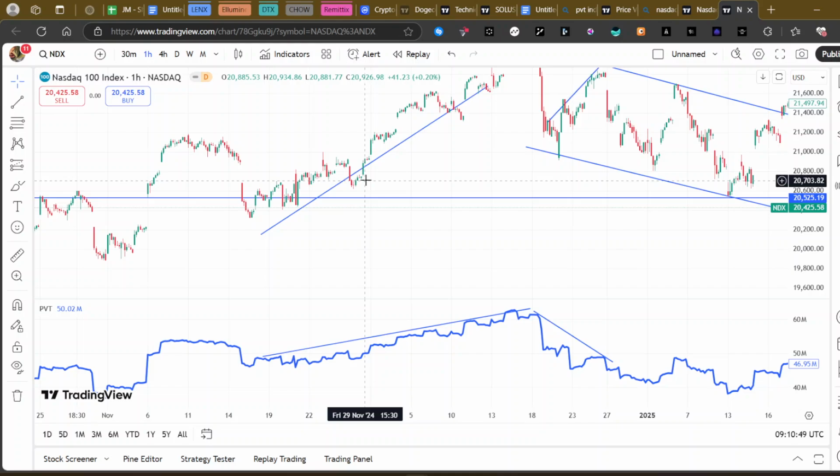All right, so that is a wrap up for this breakdown of the price and volume trend strategy. Now you know how to use PVT to confirm trends, spot divergences, and filter out weak breakouts.